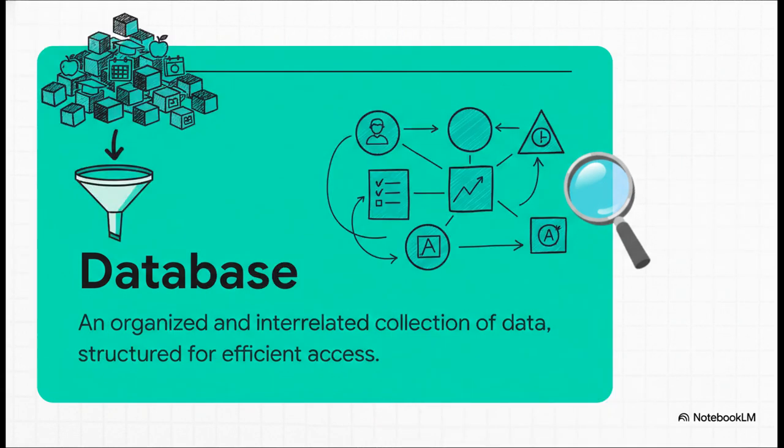Okay, next, a database takes all that raw data and gives it some structure. It organizes everything into what we call an interrelated collection. So instead of just a random pile of facts about, say, students, their attendance, their grades, you now have a system where you can actually see how it all connects.